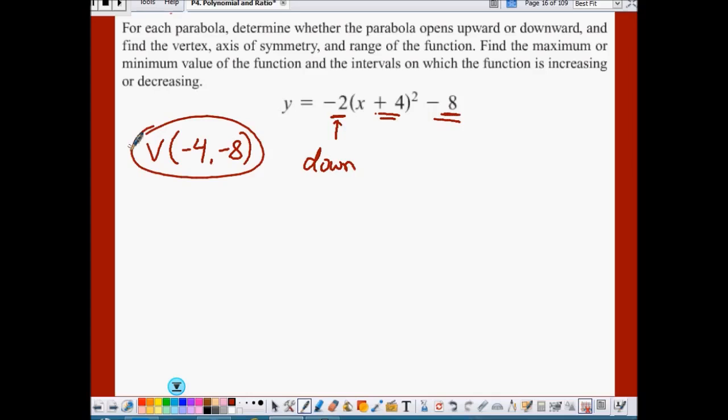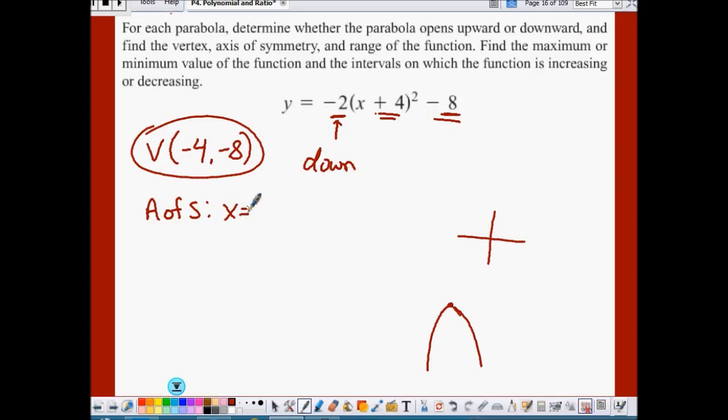The axis of symmetry. Reminder that your axis of symmetry passes through the vertex. So here's kind of what you got. Negative 4, negative 8. Let's say it's somewhere down in here. It opens downwards. That's kind of your parabola right now. But Kayla, can you tell me what the axis of symmetry is? And again, the axis of symmetry splits it perfectly in half. Passes through the vertex.